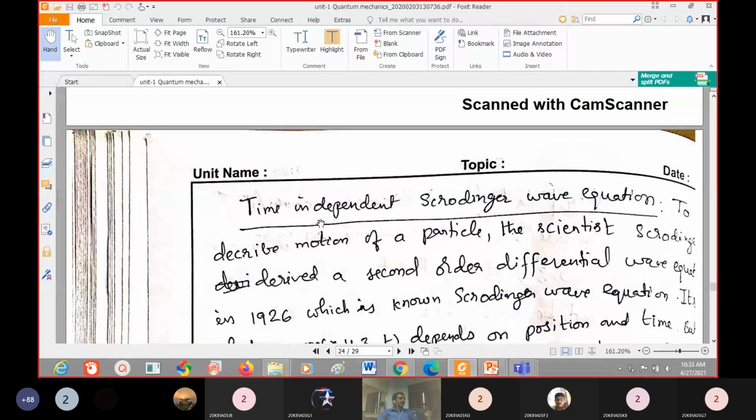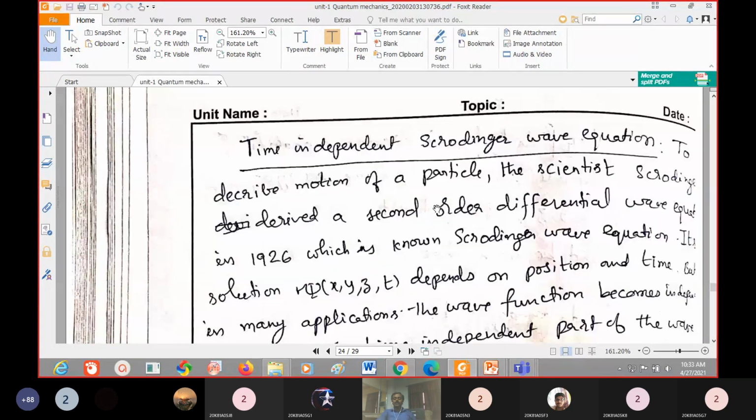These two equations are in the presence of time. If you want to explain the wave function and the motion of the particle with respect to time, we will use the Schrödinger time dependent equation. So that means no need of time here. At a particular time, what is the position of the wave particle? In that case we will use the Schrödinger time independent wave equation.